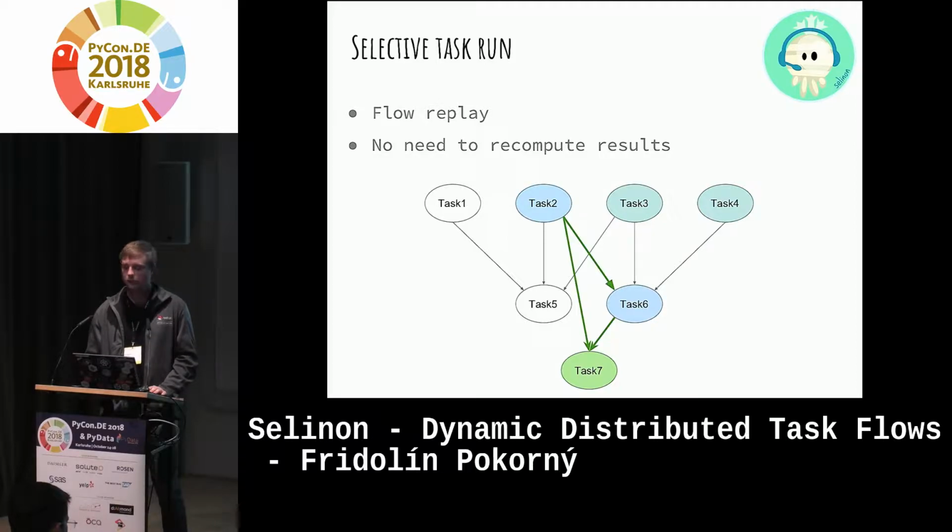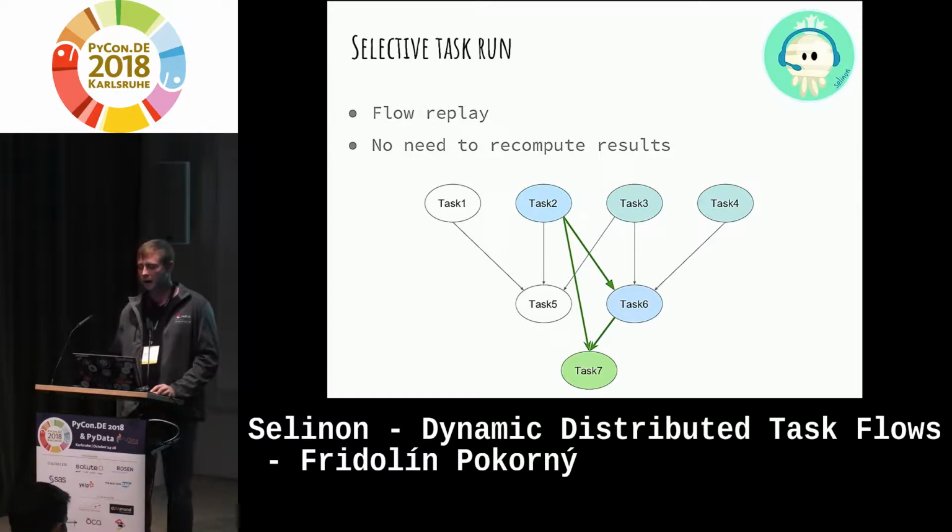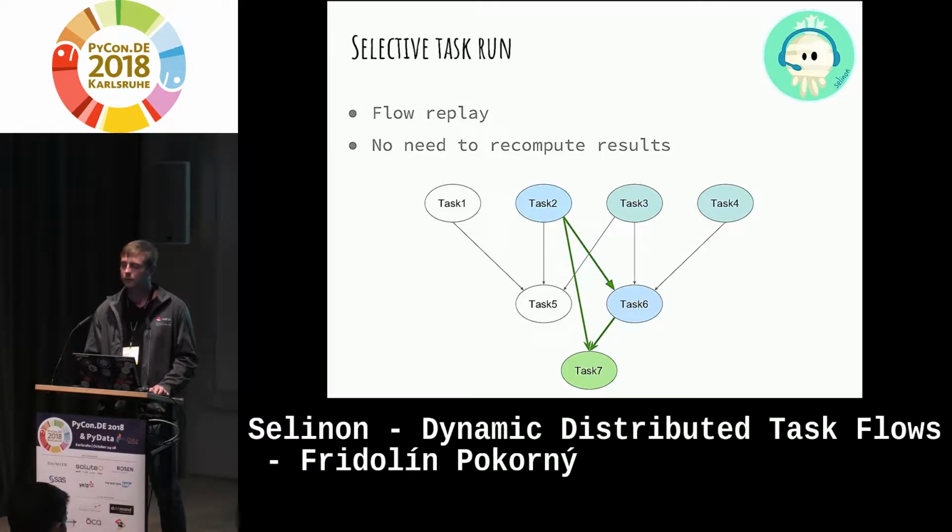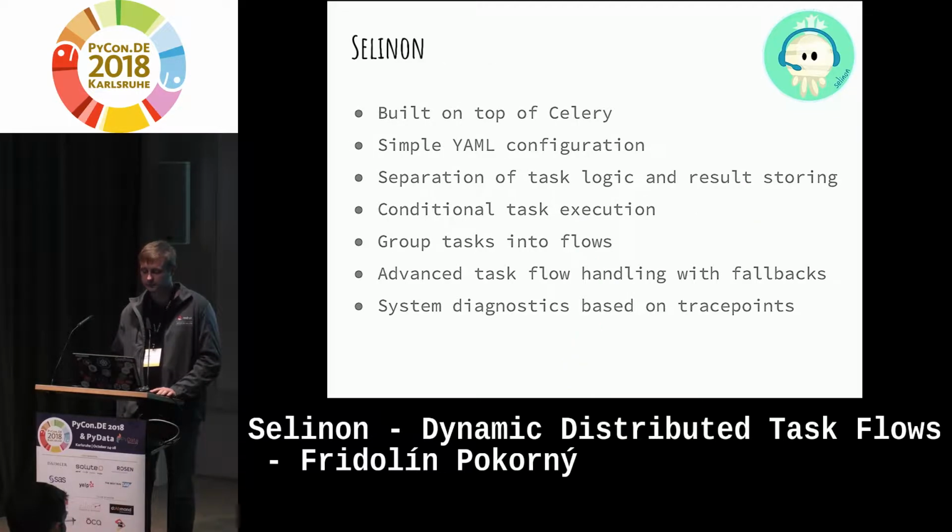Besides that, Selinon can be configured in a way that it reuses all the results of some tasks. So if task 3 and task 4 do not change over time, you can say, okay, I would like to use all the results of these tasks, and Selinon automatically picks them from the database or storage you assigned to these tasks.